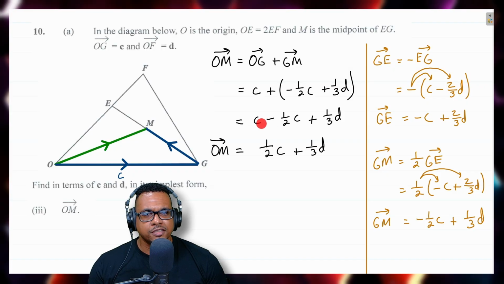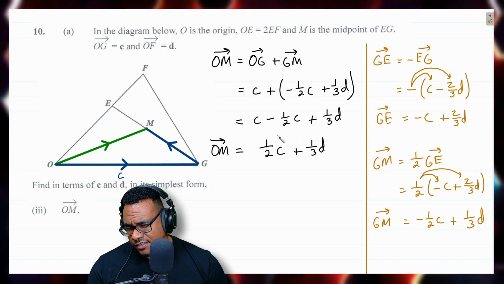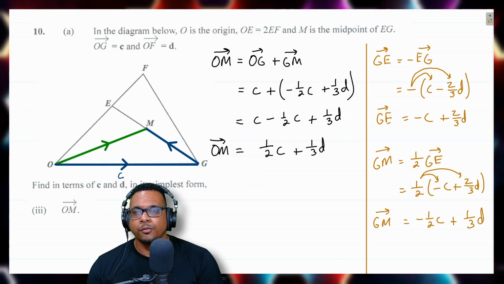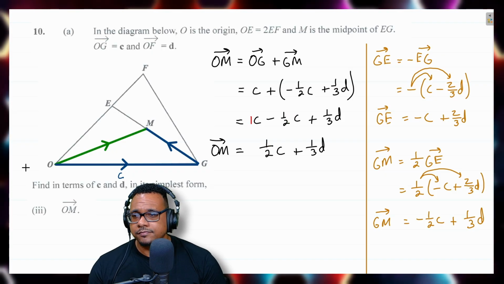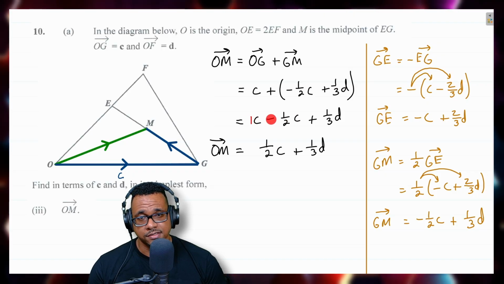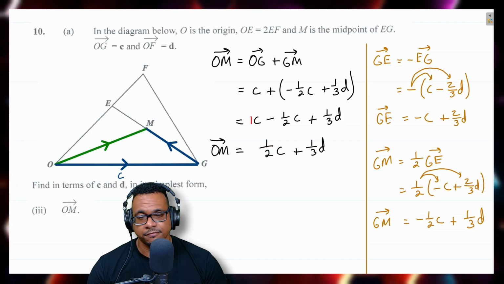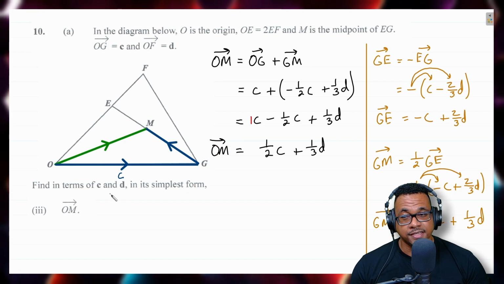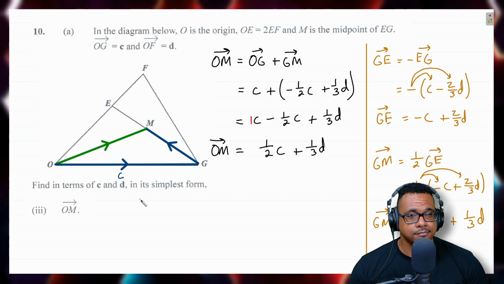Now, if you're not sure about this part, you can go and work it out in a calculator. Just put 1 take away a half. But I think that's obvious to see. 1 take away a half is just a half. That's how I get the half here. If you want, I'll just put the 1 in red like this, so you can see it. 1C take away a half C. So 1 take away a half is just a half. And that's my answer for OM in its simplest form in terms of C and D.